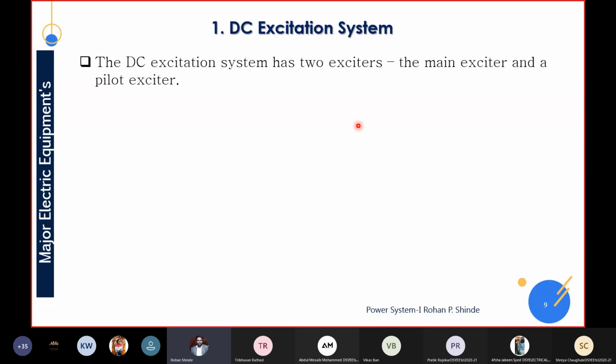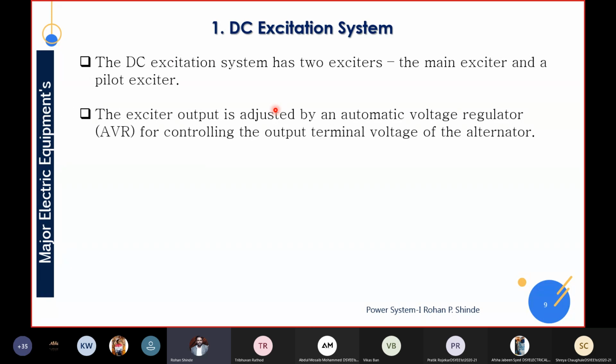Now we will see the DC excitation system. The DC excitation system has two exciters. See here, two exciters are there in a DC excitation system. These two exciters are the main exciter and the pilot exciter.